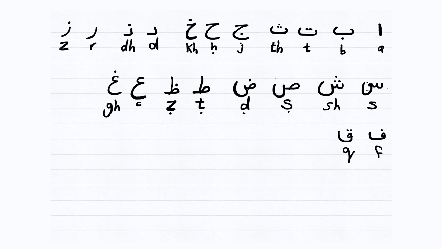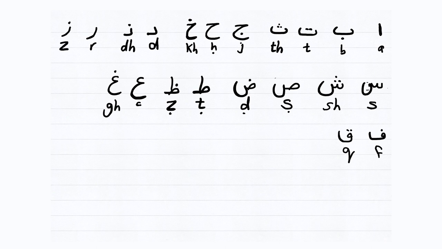Alif, ba, ta, tha, jim, ha, kha, dal, dhal, ra, zain, sin, sheen, sad, dad, ta, za, ayn, ghin, fa, qaf. Why am I repeating it? Because you need to repeat it to learn it. And you need to learn it well and learn it by heart. Fa, qaf, then we have a letter that is kaf.